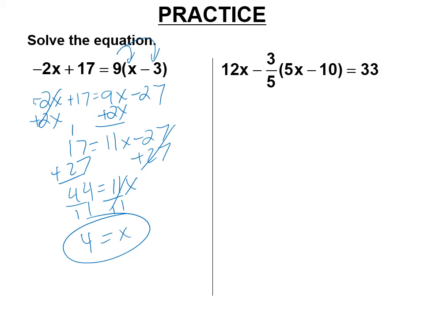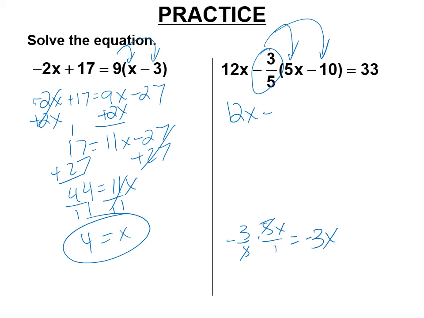Wow, we've never done one this hard. So let's try this. Okay. So we're going to distribute this. The key to this is you distribute a -3/5 here. So -3/5 times 5x. Those cancel. You get -3x. So I get 12x minus 3x. Then I have to do negative 3/5 times negative 10. That cancels, makes that negative 2. So negative 3 times negative 2, positive 6.